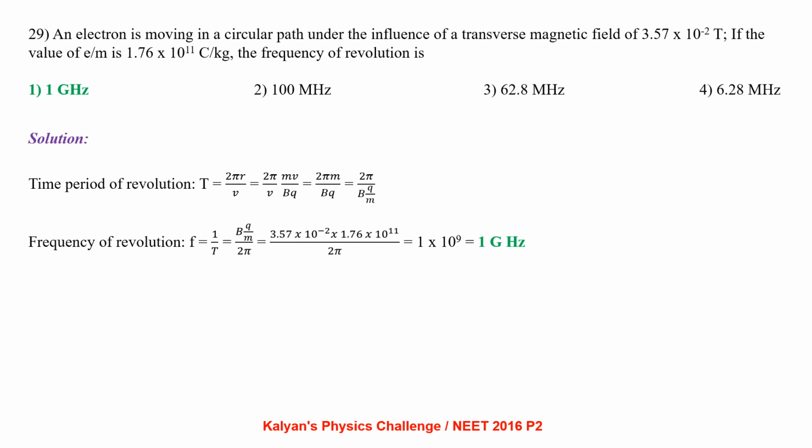That is 2 pi by v into radius of the circular path, which can be written as mv by Bq. So upon simplification we get it as 2 pi by B times q by m. Now the frequency is the reciprocal of time period. So it is f equal to 1 by T, that is B times q by m by 2 pi. Upon substituting the numerical values we get the frequency to be 10 power 9 Hz, that is 1 gigahertz.